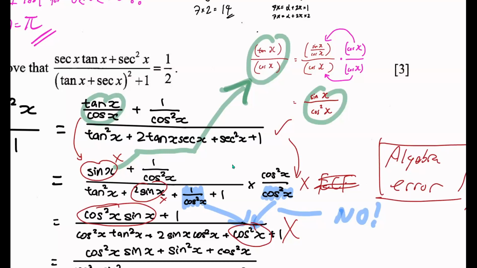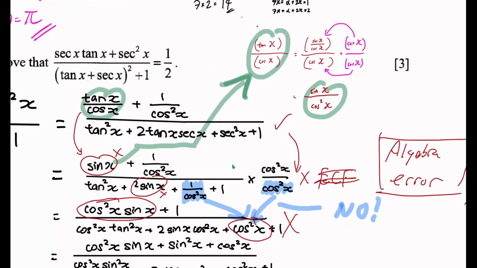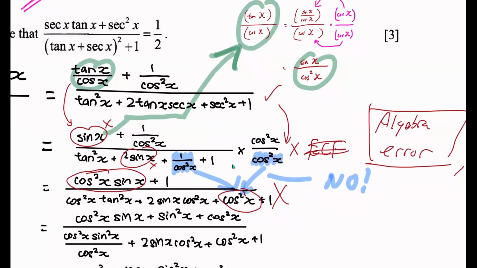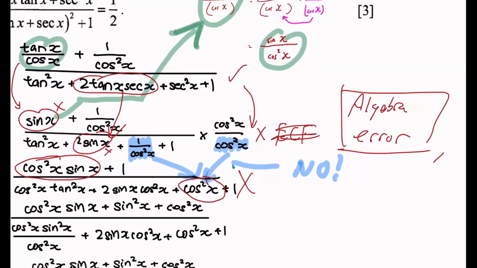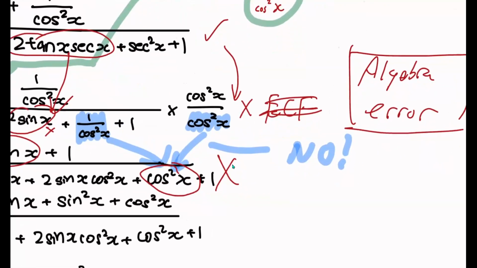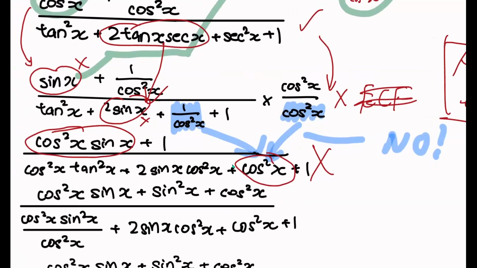Okay, but then there's another mistake. Oh, I didn't circle this part. Where's my pen? There's another mistake, a blue color one. You see, 1 over cos square plus 2 tan square. Because the cosine square times 1 gives cosine square. Then cosine square times 1 over cosine square gives 1.